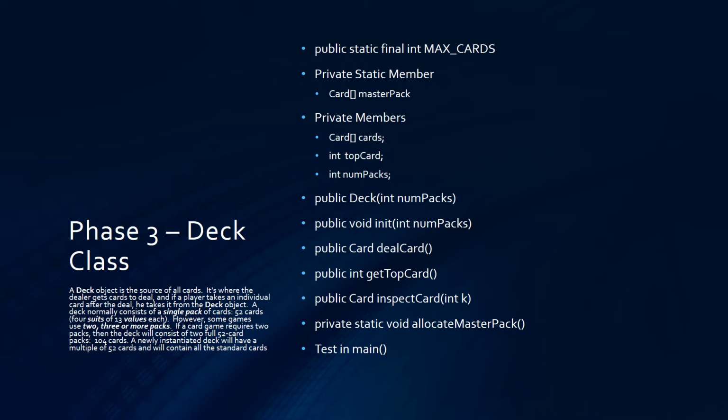We'll have one private method, allocate master pack. This is called by the constructor. The static method should not allow itself to be executed more than once, through an if statement. Finally, we test the deck class by declaring a deck containing 2 packs of cards. Do not shuffle the deck. We deal all the cards in a loop until the deck is empty. We display each card as it comes off the deck.